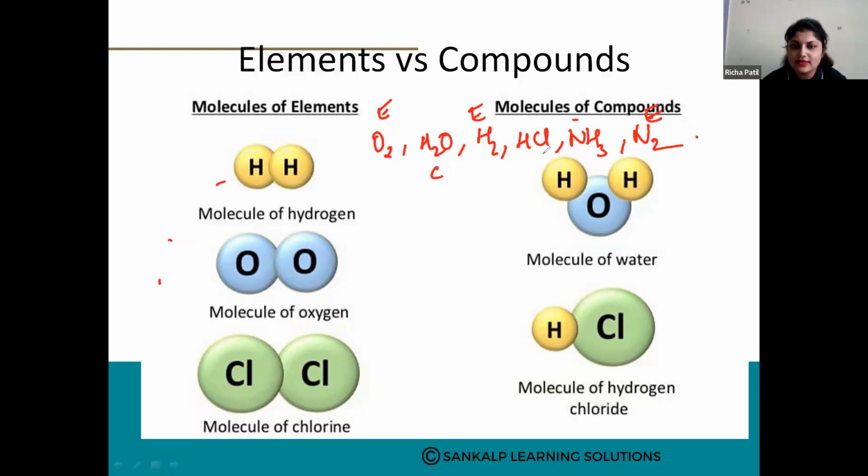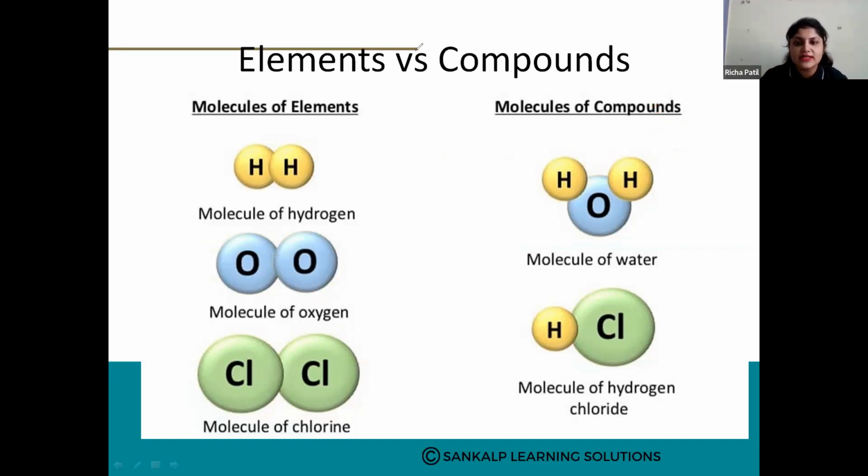Yes, right. So these are the elements and these are the compounds. Good. I hope you have understood the difference between atoms, molecules, elements and compounds. How are elements formed? Two hydrogen atoms form a molecule of hydrogen. Two oxygen atoms combine to form a molecule of oxygen, and two chlorine atoms combine to form a molecule of chlorine.